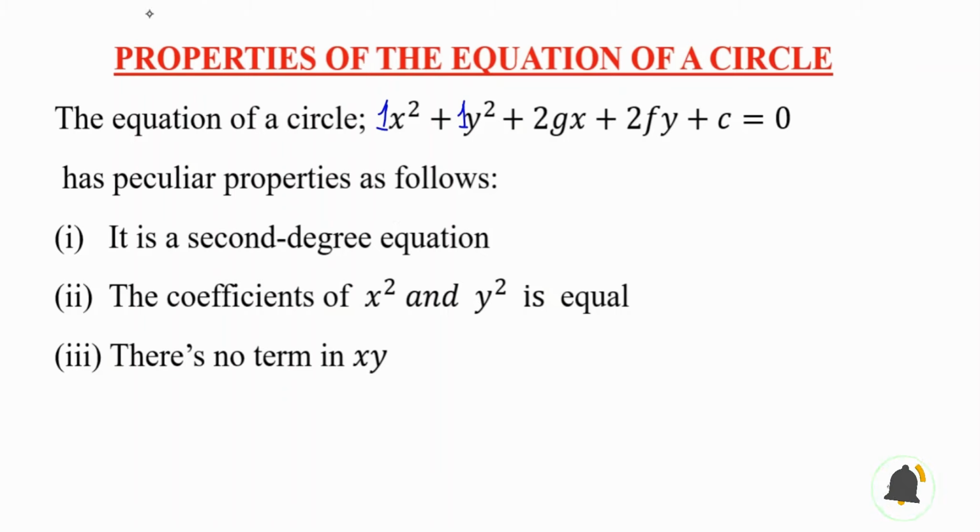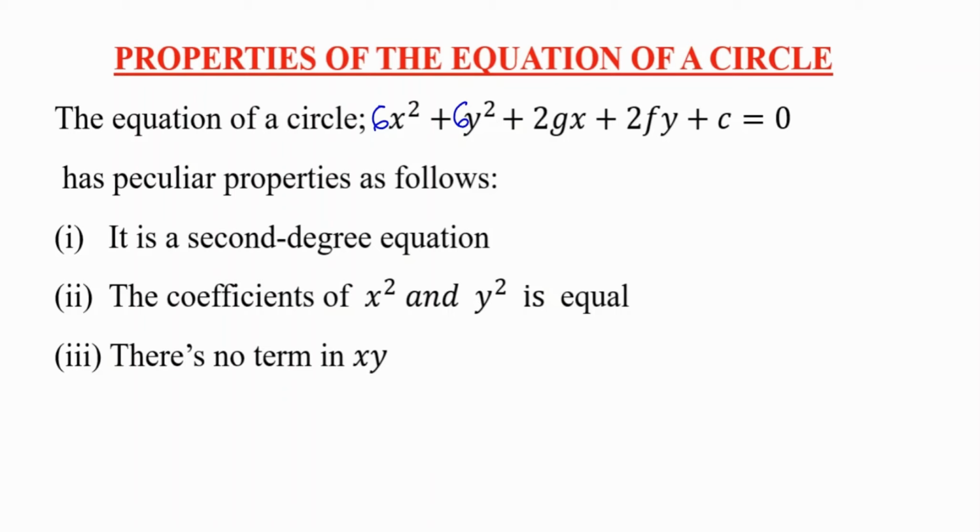So if the coefficient of x squared here is 6 and the coefficient of y squared here is 5, then this is not an equation of a circle. For it to be an equation of a circle, they must all have the same coefficient, 6. So it must be 6x squared and 6y squared. That makes it an equation of a circle. Now, the third one, we are looking at the fact that there is no term in xy.